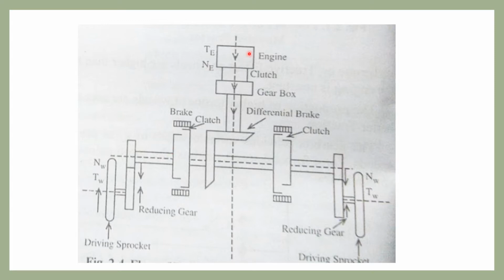Here the power is produced in the engine and passes to the gearbox with the help of the clutch. From the gearbox the power is provided to the differential brake, and from the differential brake it is provided to the axle gear hub with the help of this brake and clutch, and then it is provided to the driving sprocket or the wheel. So this is the power flow line of the crawler mounted tractor.